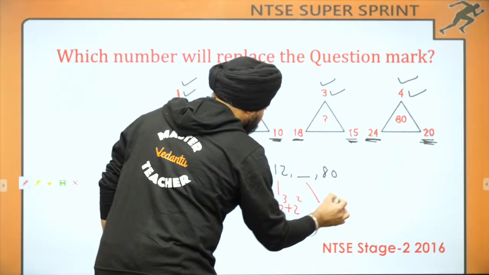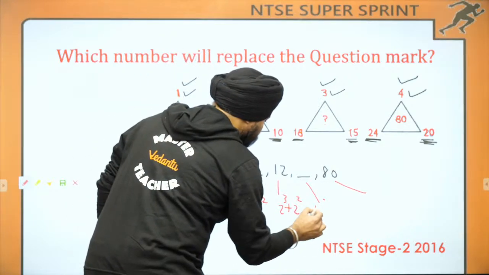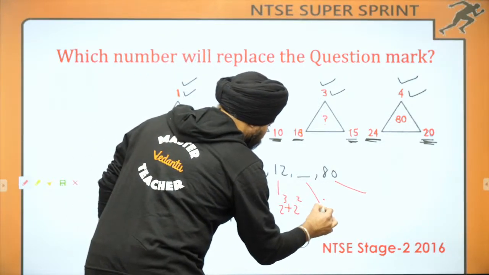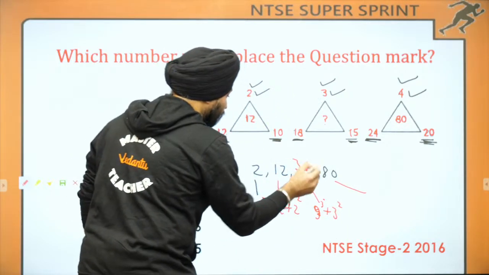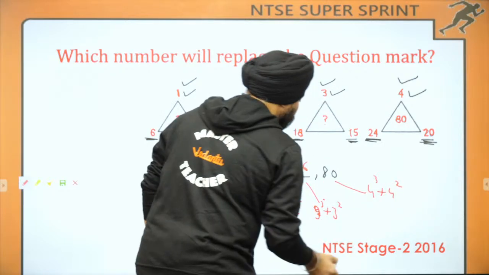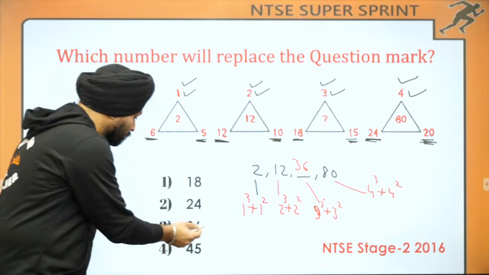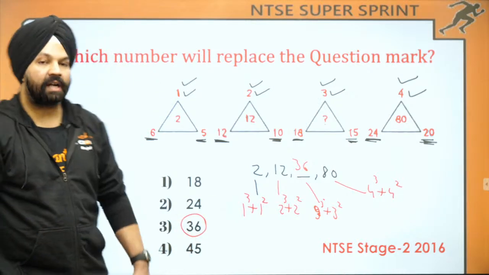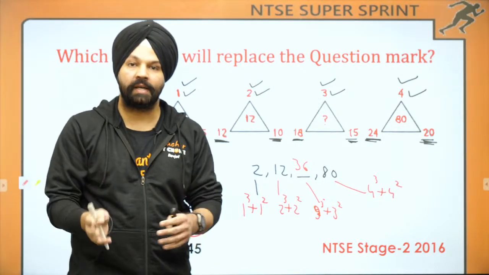Leaving this for a while, 80. It has to be 3 cube plus 3 square, which means 36, and 4 cube plus 4 square. What is that? 80. So do I have 36 in the options? Yes, of course I have got 36 in the options. So that means the middle numbers are nothing but the addition of squares and cubes.